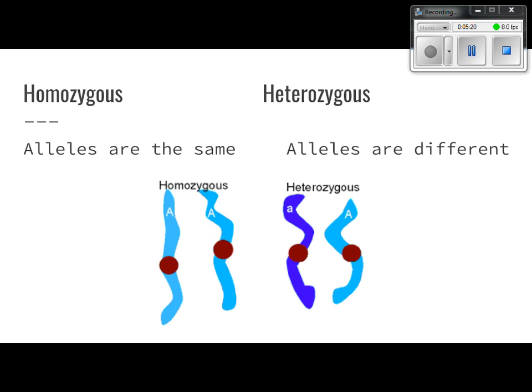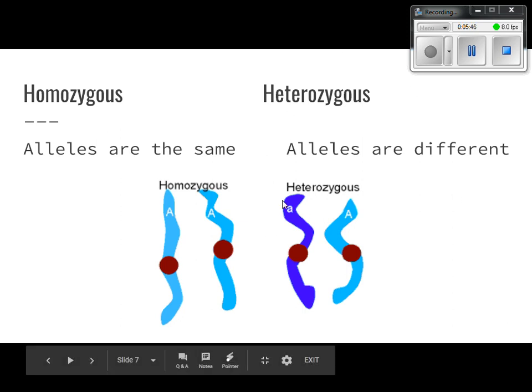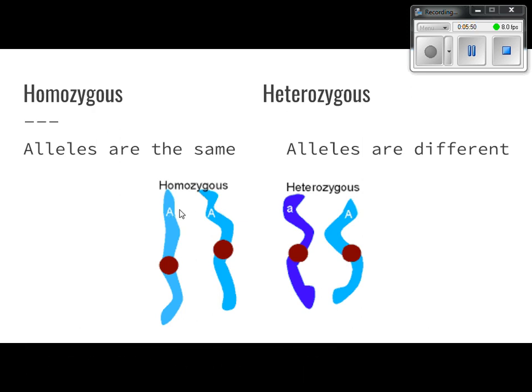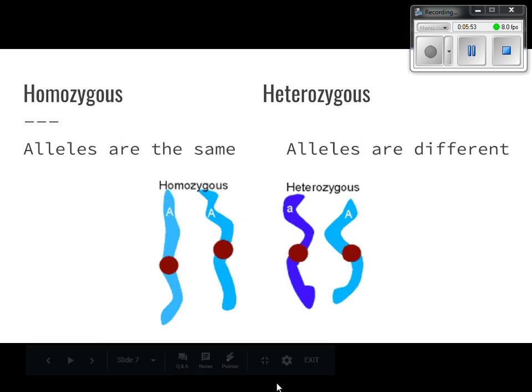For example, if you look at this picture here, this gene is a capital A, this one is a capital A. These two alleles here are the same. Heterozygous, the alleles are different. So hetero means different. We see a capital A here and a little a here for the alleles. These are not the same, so we would say that this one on the right here is heterozygous. Its alleles are different. On the left, these two are the same, so we would call this homozygous.